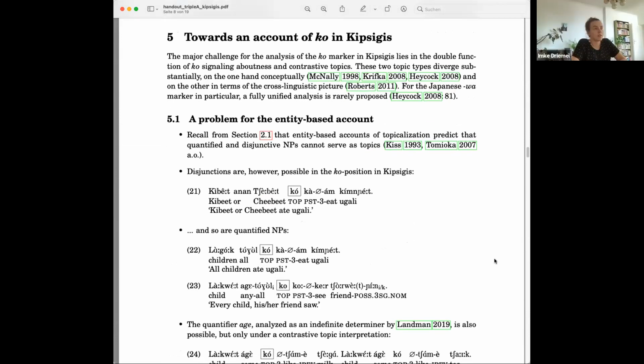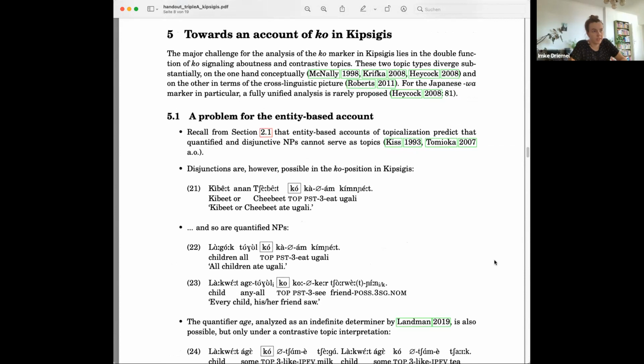Yeah, so clearly what seems to be the challenge concerning the co-marker in Kipsigis is the double function of co-signaling aboutness and contrastive topics. These two topic types diverge substantially in terms of the empirical picture, but also conceptually. And take the Japanese wa marking, for example, right? So we saw that there's this wa position and the marker for aboutness topics as well as contrastive topics, at least claimed by some authors, but a fully unified analysis is rarely proposed in the literature. So this seems to be a challenge, and it will also be a challenge for Kipsigis, of course, because it patterns like Japanese in this respect.